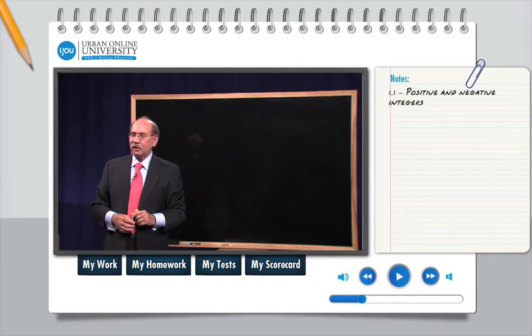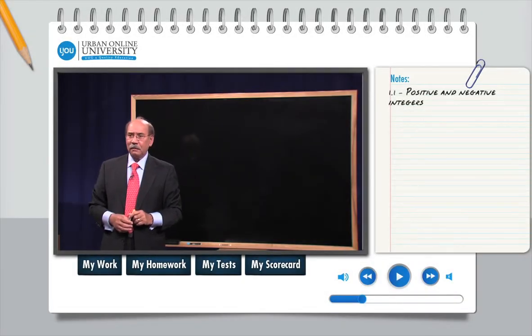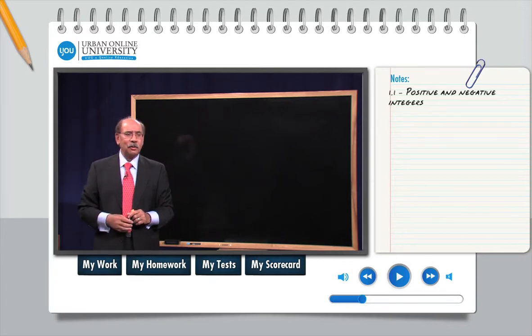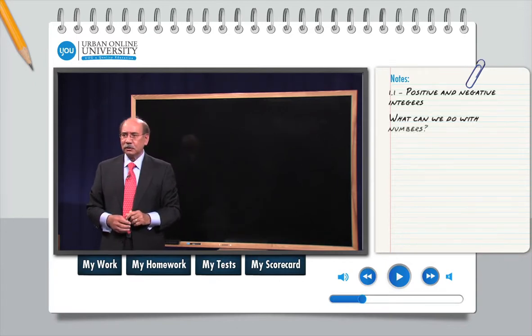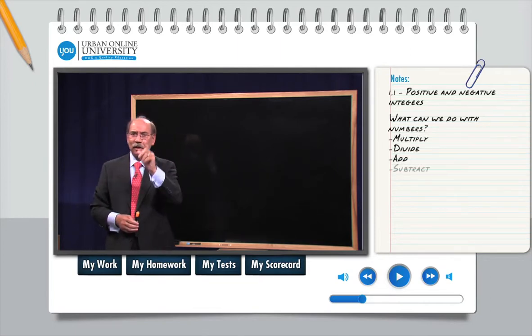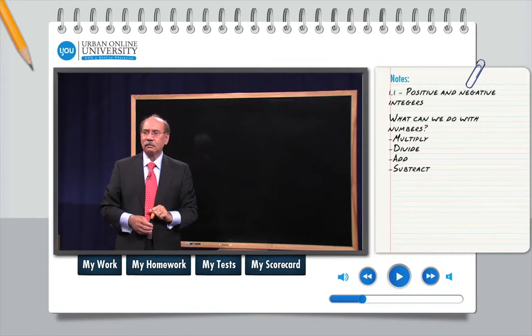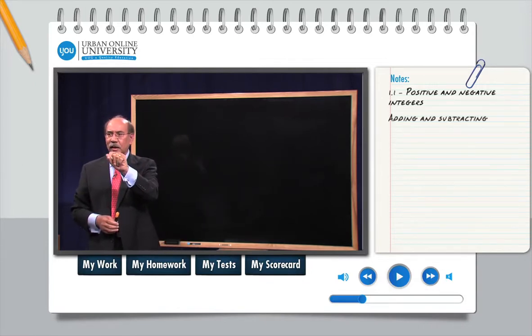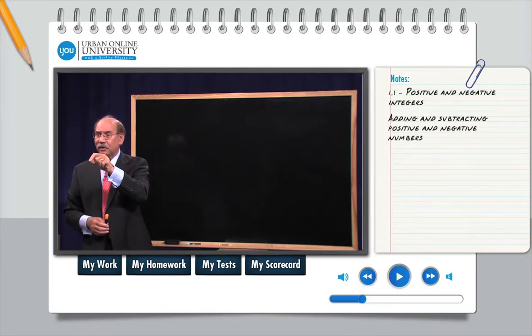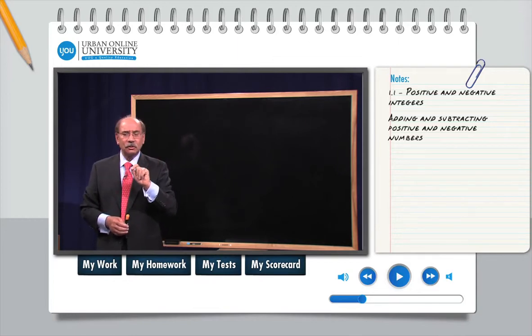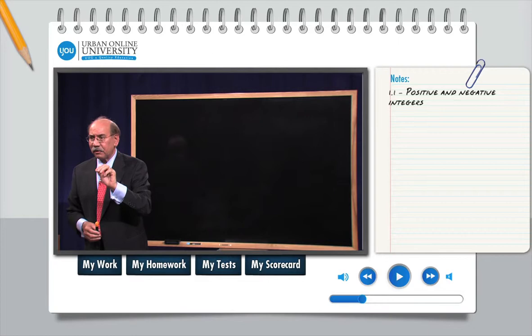This lesson will focus on positive and negative integers. The question is, what can we do with numbers? We can multiply, we can divide, we can add, or we can subtract. I'm going to do two operations first: add and subtract. But I'm going to take two types of numbers, positive and negative. Let me connect them first to what you deal with every single day with money.